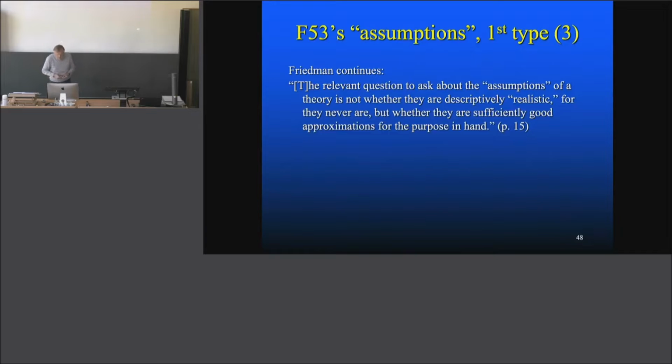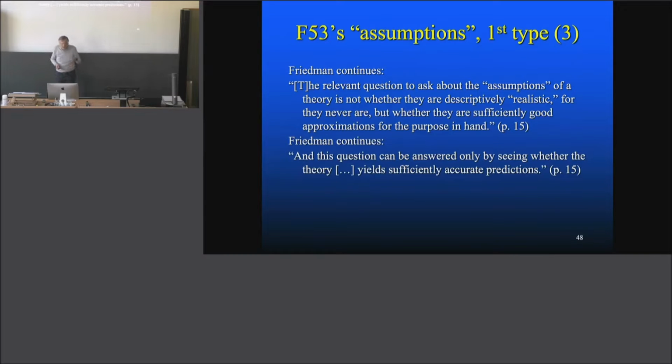And Friedman continues: the relevant question to ask about assumptions of a theory is not whether they are descriptively realistic, for they never are. That's the point. Of course, gravity isn't constant, and of course there is friction. Of course it's false. But the point is whether they are sufficiently good approximations for the purpose at hand. Sufficiently good approximations meaning that, in the case of free fall, the predictions of the distance as a function of time are good enough. Whether for that purpose the assumptions are good enough, although they are fundamentally false.